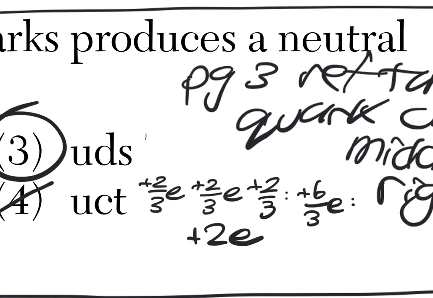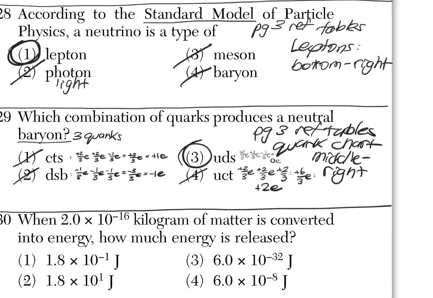Up, plus 2/3. Down, negative 1/3. Strange, negative 1/3. And so what that gives me is 0 elementary charges. The answer is choice 3.